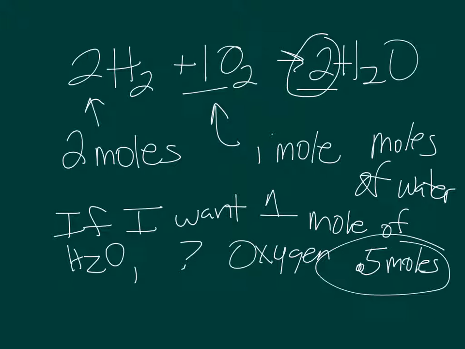Okay, and a quick one, if I want to use, let's say, 6 moles of hydrogen gas, how many moles of water will I produce? Well, water and hydrogen gas are the same number. So if I increase this by 3, I'm going to have to increase the water moles by 3. So I will also need 6 moles of water.